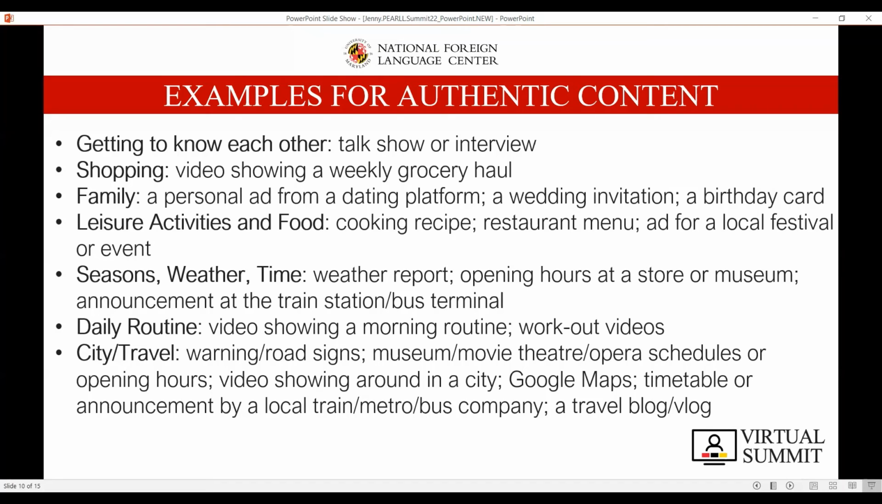Now, other topics include getting around the city or travel. So you could use warning and road signs, museum, movie, theater, opera schedule, or opening hours, or just local guides on YouTube showing around in their city, which is often combined with giving directions. Google Maps is also great to use when introducing directions in the target language. So in order to find the most culturally valuable content for the target language you teach, it can be helpful to consider some tips and tricks.